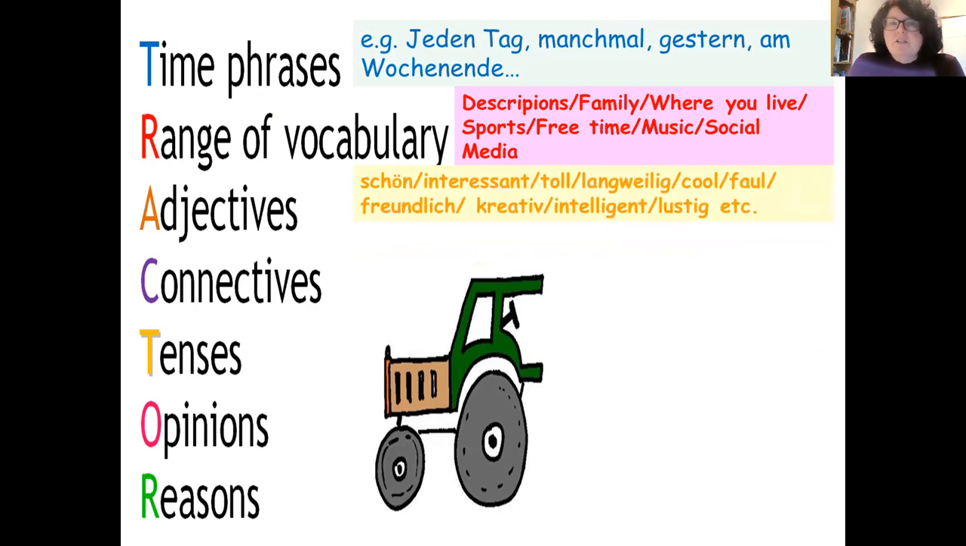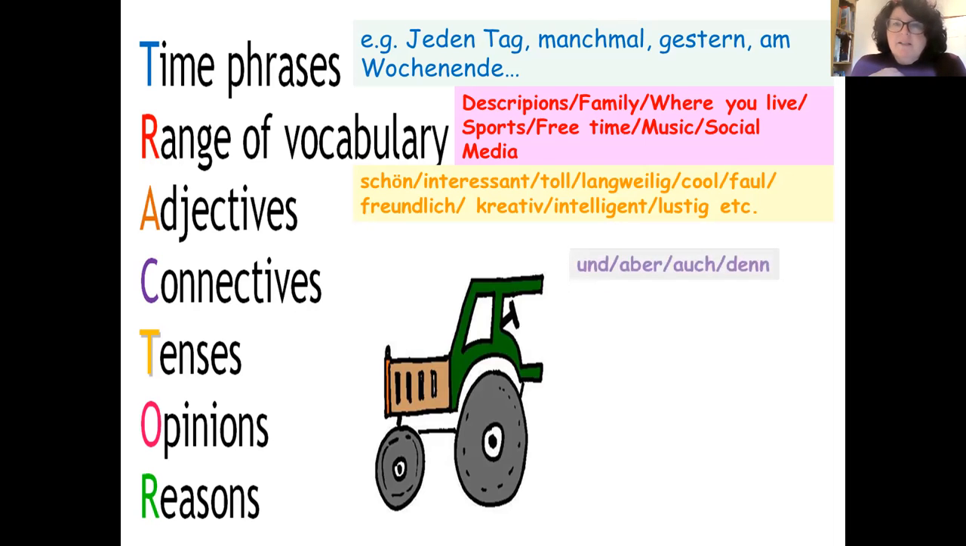Adjectives. So you need to make sure you're including a range of adjectives. So if you're describing your family, mein Bruder ist interessant, meine Schwester ist langweilig, where you live, Farnham ist interessant, Farnham ist langweilig. If you're describing yourself, also ich bin intelligent, ich bin kreativ, ich bin lustig, etc. So whatever you're doing, remember to include your adjectives.